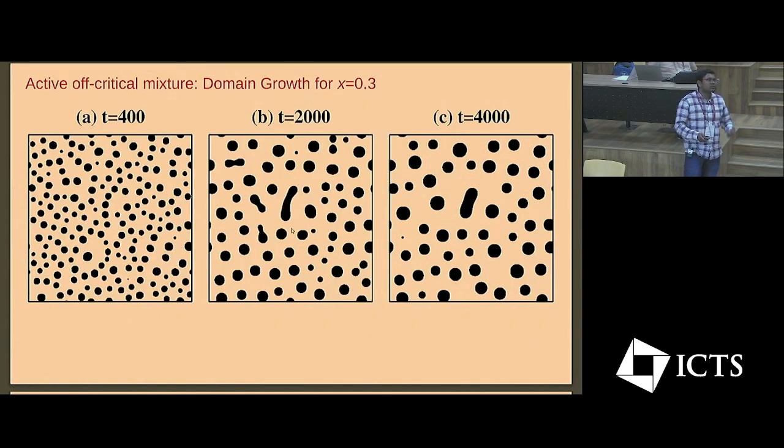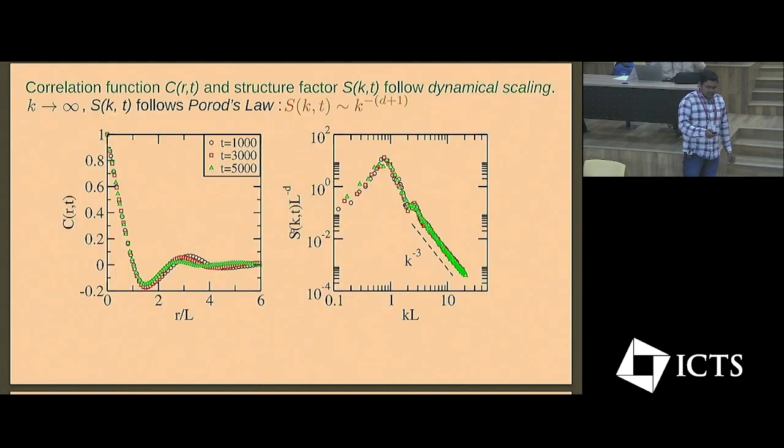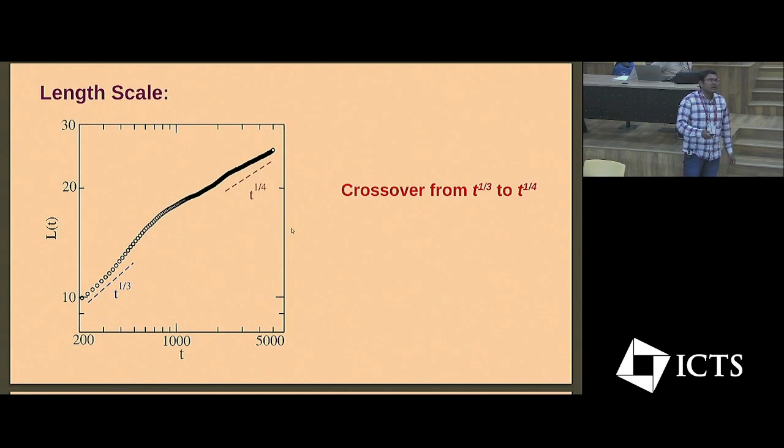Next we introduce the critical mixture. In this case, we get droplet-like morphology. We see scaling of the correlation function quite well, although there is some discrepancy. The tail of the structure factor follows the k to the power -4 tail, but the average domain size grows as t to the power 1/3 instead of 1/4.